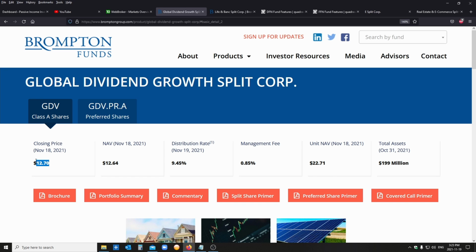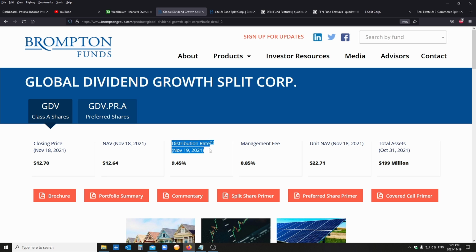Closing price, so the market price, $12.70. The NAV, the net asset value. This is the NAV of just the Class A shares. It's not the unit NAV. The NAV of the Class A shares is $12.64. So it's pretty much neck and neck. The market price is a little bit higher, which means this fund is technically trading at a very, very small premium because the NAV is a tad lower than the market price.